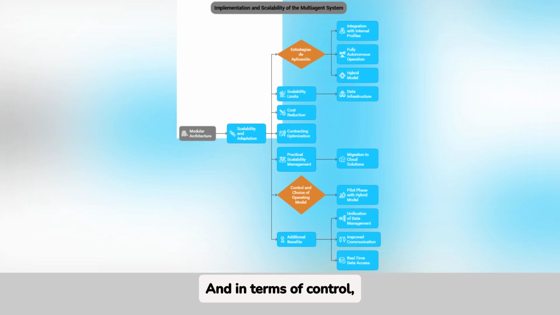And in terms of control, how do you decide between a fully autonomous operation and a hybrid model? The choice depends on several factors: the availability of internal talent, the complexity of the tasks to be automated, and the level of risk we want to assume. A fully autonomous model is ideal for well-defined and repetitive processes, while the hybrid model is better in critical areas where human supervision is necessary to validate decisions or adjust parameters.